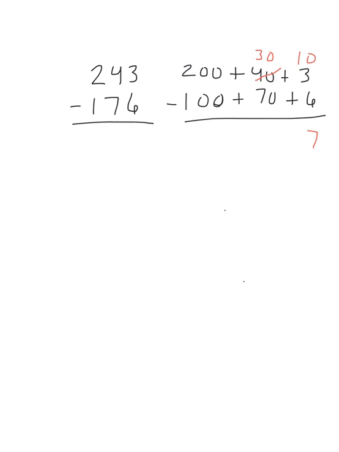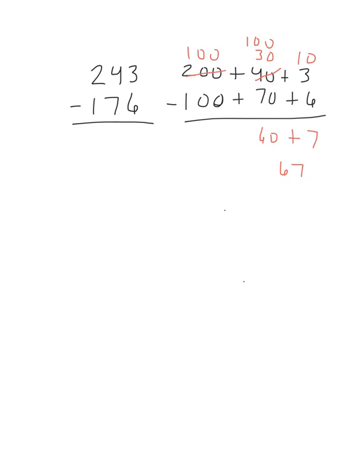So we come over here. Can I take 70 from 30? No, but I could borrow 100. So technically that's 130. 130, take away 70, 60. And then so we know the answer must be 67.